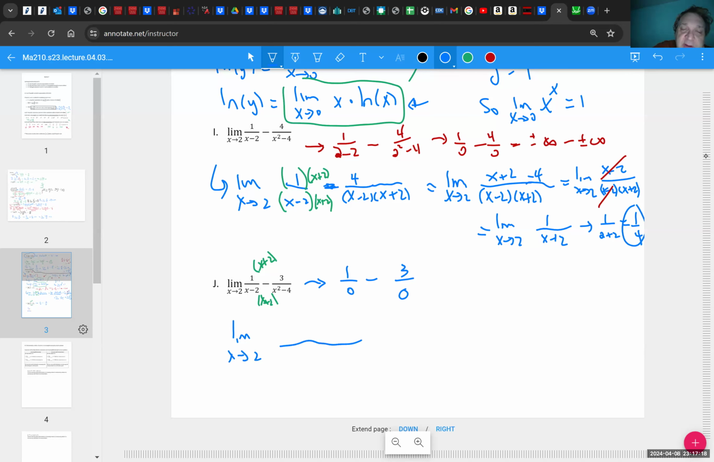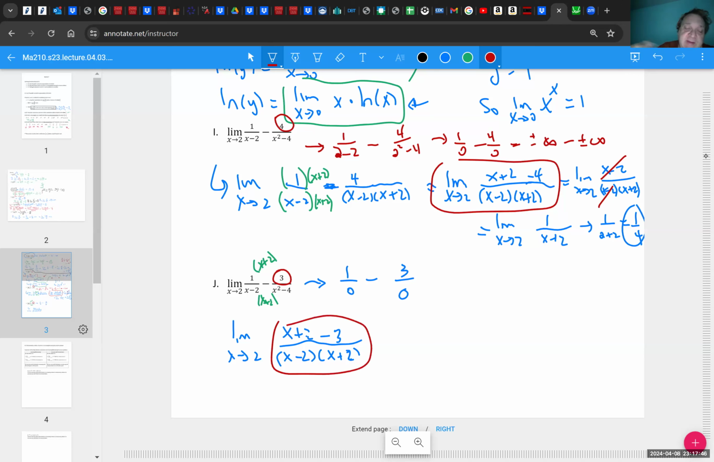So the common denominator is going to be x minus 2, x plus 2. This first numerator is going to be x plus 2, and then it's minus 3. So I just changed the 4 from the previous problem to a 3 on this problem. So it looks almost exactly the same, but instead of a minus 4, we have a minus 3. So this is what we had before, and this is what we have right now. You can see they're identical except for instead of a minus 4, we have a minus 3.